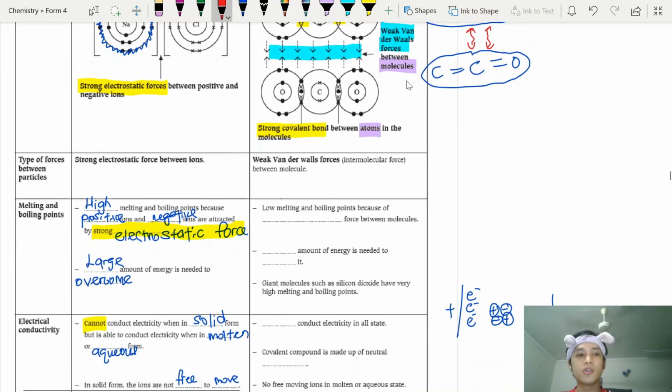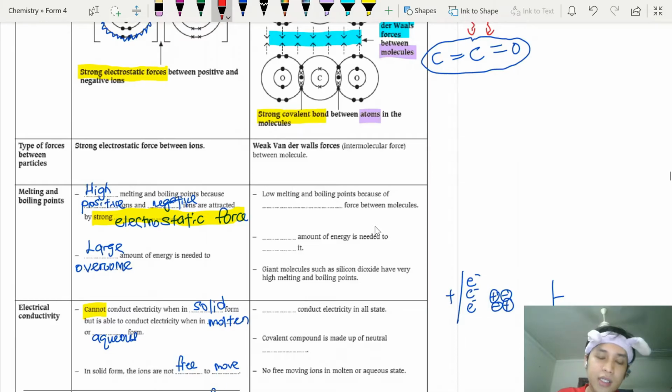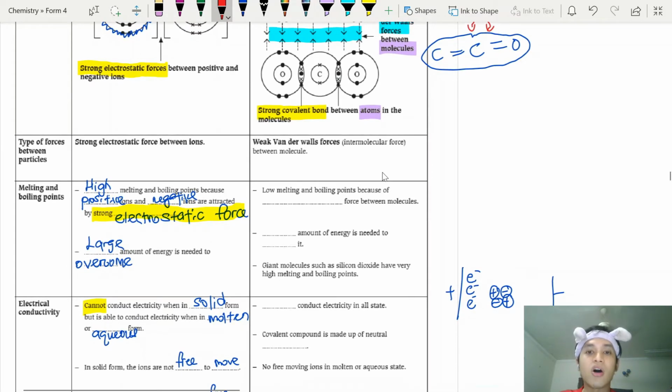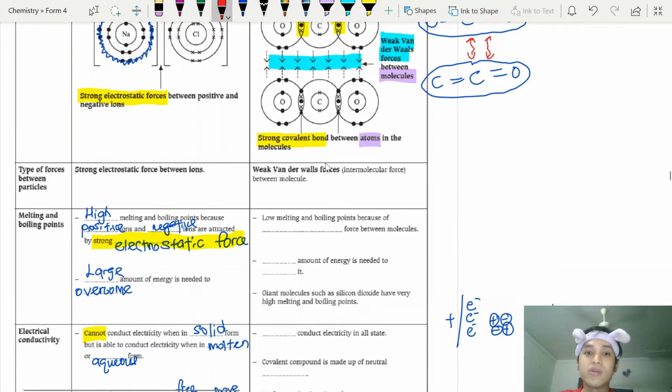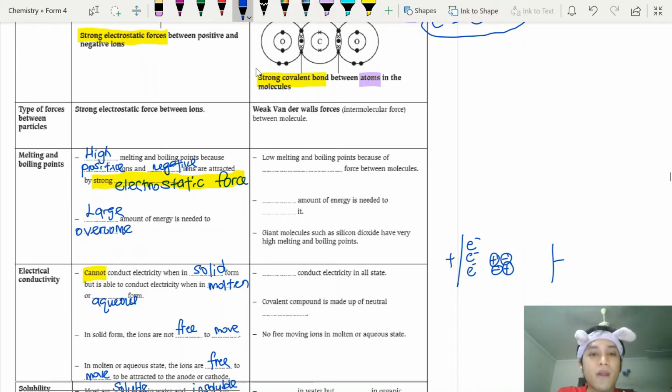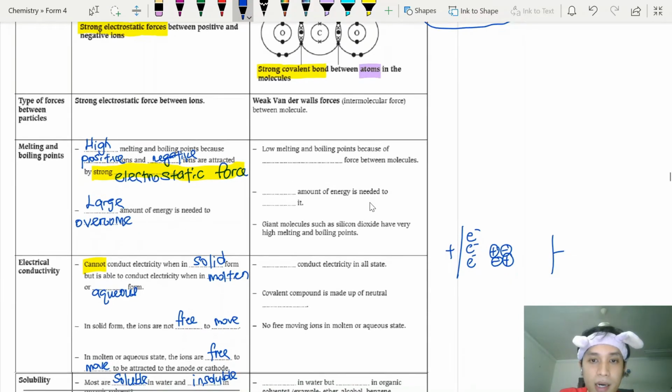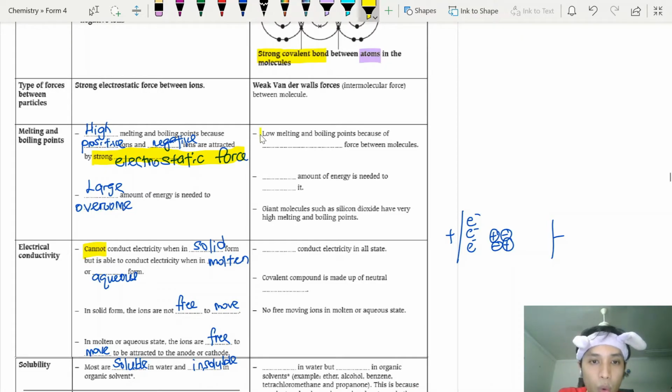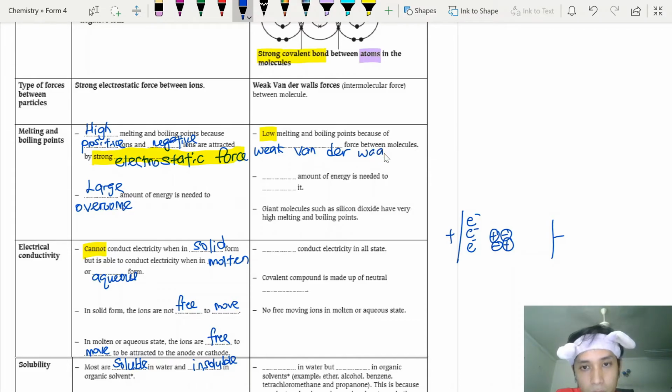So the melting point of a covalent compound depends on van der Waals forces and not the covalent bond. You need to remember this. The melting point of covalent compounds is low. Why? Because of weak van der Waals forces. For covalent compounds, the van der Waals forces determine the melting and boiling point. Since you are weak, meaning you don't need to use that much energy.